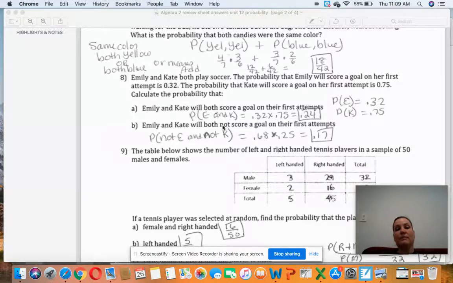What's the probability Emily and Kate will both not score a goal in their first attempt? So the probability that Emily does not get it, well, the probability she gets a goal is 0.32. So the probability she does not get it is 1 minus 0.32. That's how I got this 0.68. The probability that Kate does not get the goal, well, the probability of Kate is 0.75. So the probability of not Kate is 1 minus 0.75, and that's how I get 0.25. Again, I am multiplying these two probabilities together, and I get 0.17.